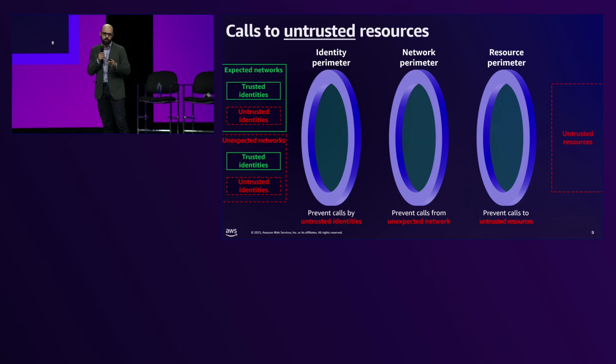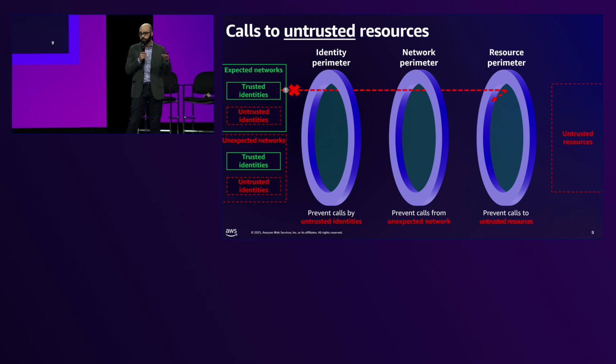So now if we switch the target and we focus on API calls that are made against untrusted resources, where your primary goal is to help prevent unintended data disclosure, the first API call is performed against an untrusted resource, and we should expect your resource perimeter controls to help you prevent this API call from happening. The second API call is performed by untrusted identities. So here, your identity perimeter control should help you prevent this API call.